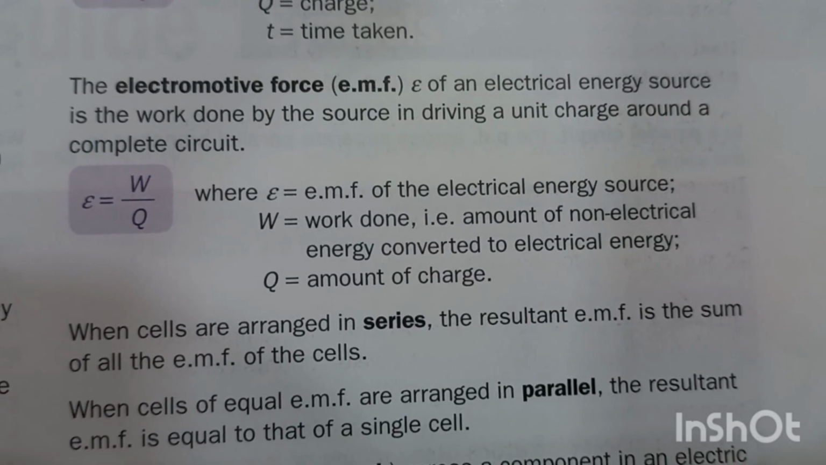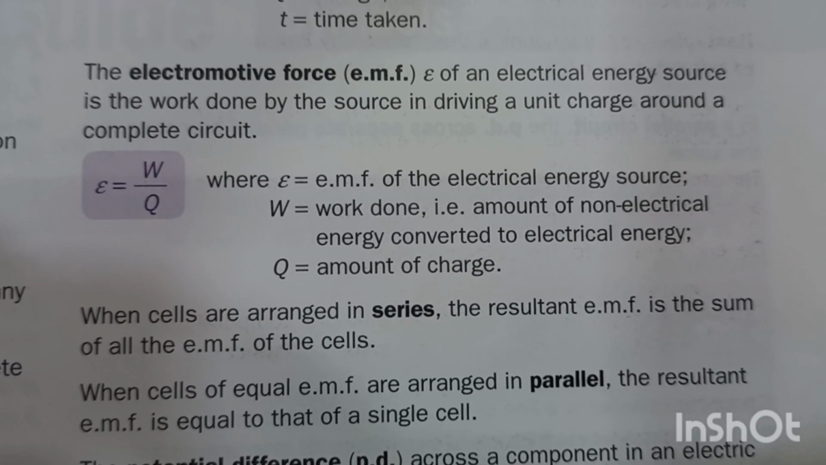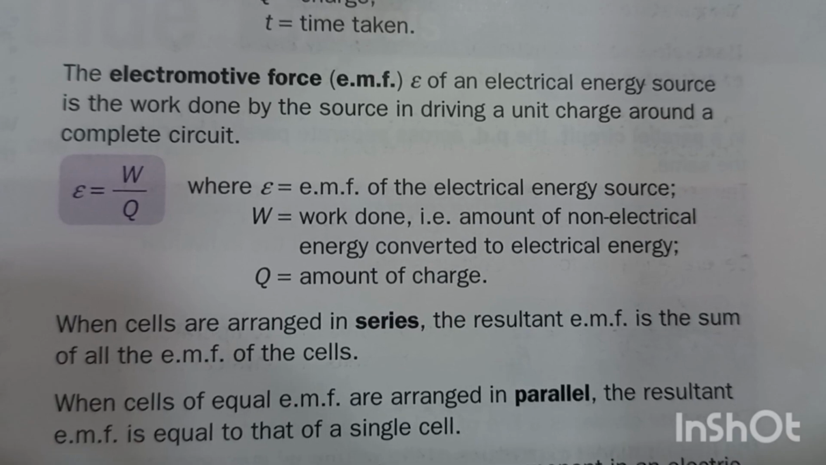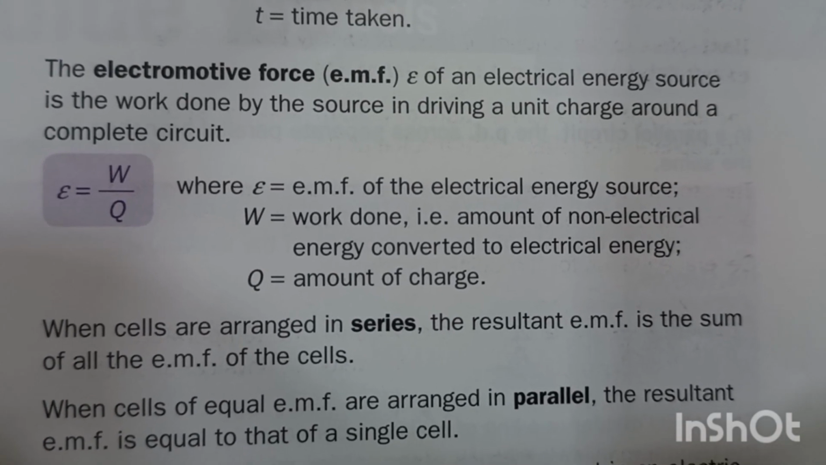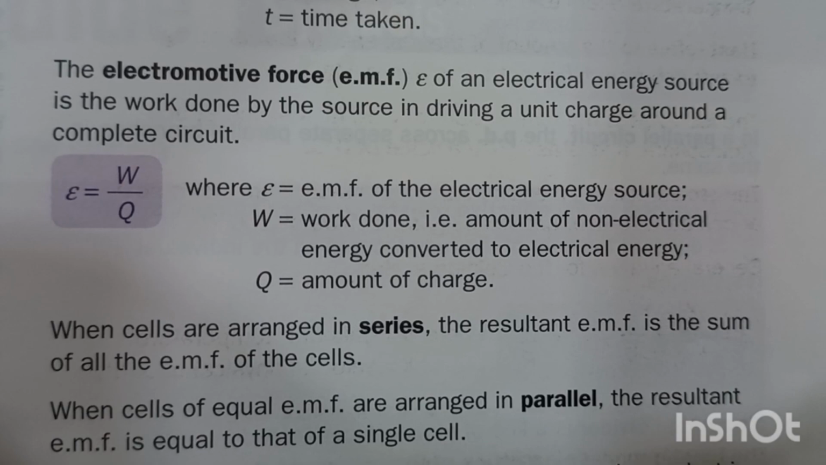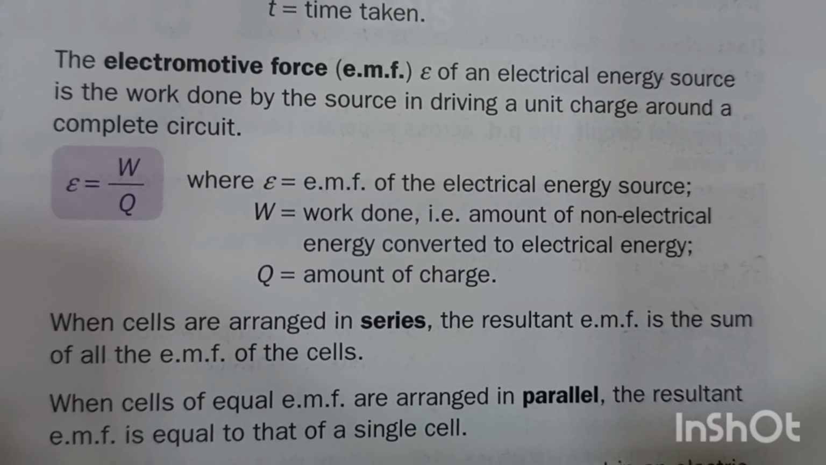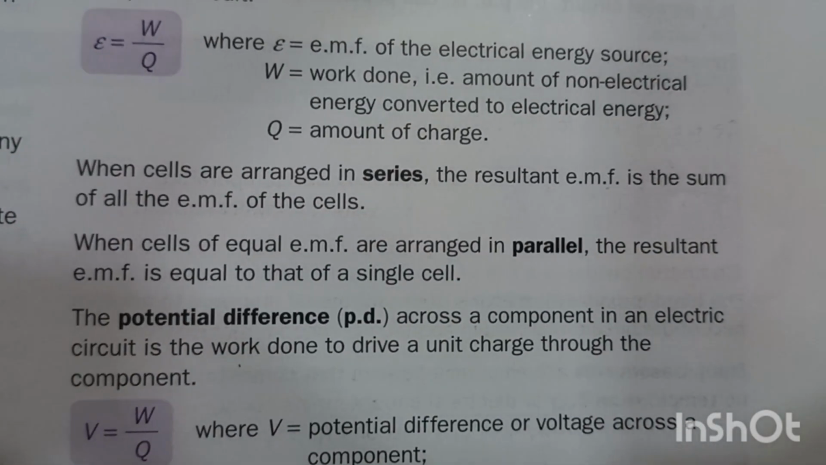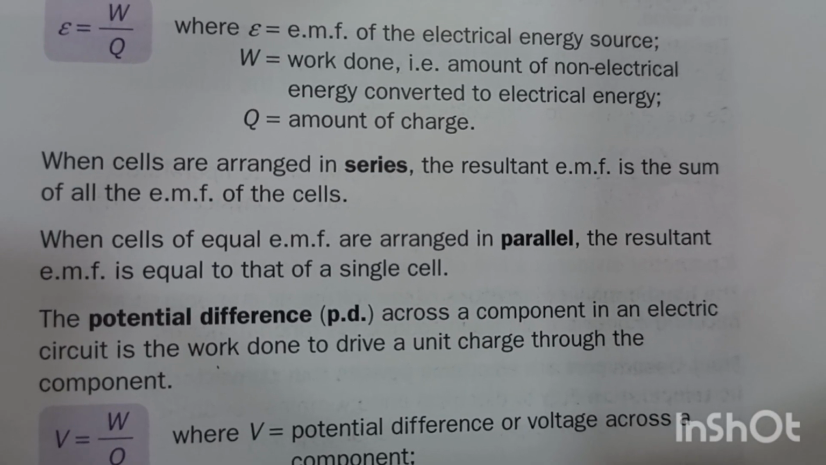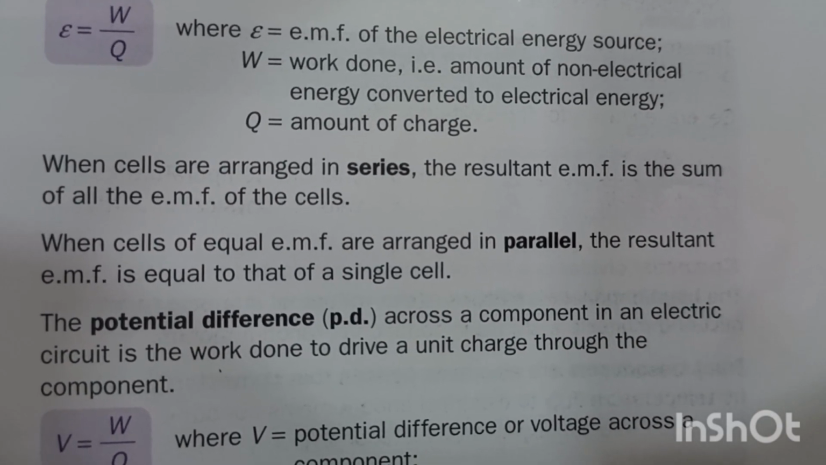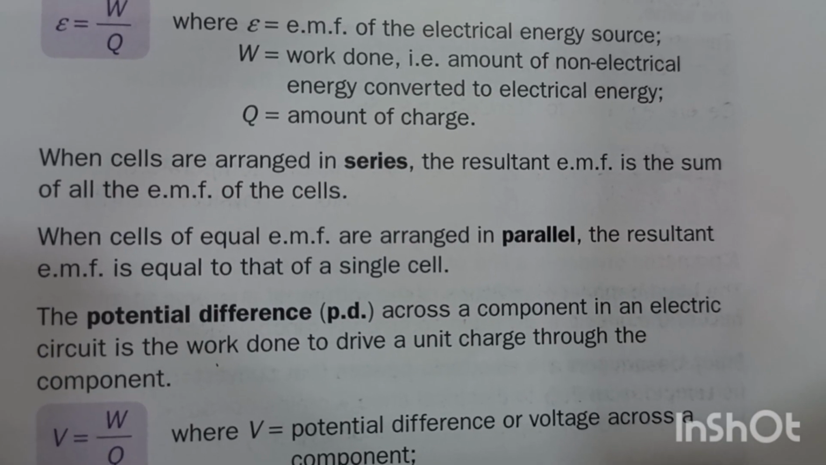The electromotive force, EMF, of an electric energy source is the work done by the source in driving a unit charge around a complete circuit. E is equal to W by Q, where E is the EMF of the electric energy source, W is the work done, that is the amount of non-electric energy converted to electric energy, and Q is the amount of the charge. When the cells are arranged in series, the resultant EMF is the sum of all the EMF of the cells. When cells of equal EMF are arranged in parallel, the resultant EMF is equal to that of a single cell.